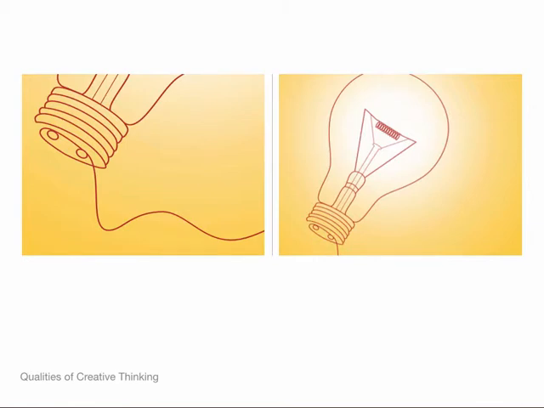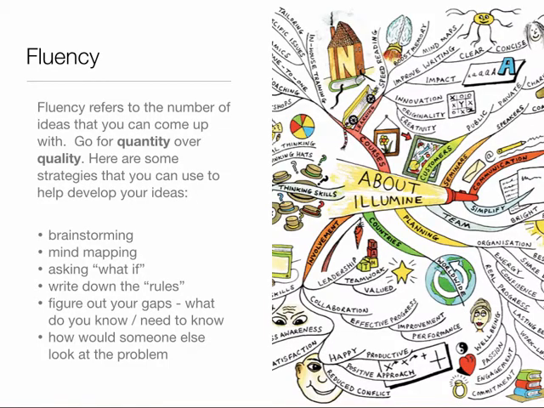So, what are some of the qualities of creative thinking? We're going to be investigating 4. The first is fluency, which refers to the number of ideas that you can come up with. Here, it is important that you are developing more ideas, the quantity of your ideas, over the quality of the ideas. There are no wrong answers.